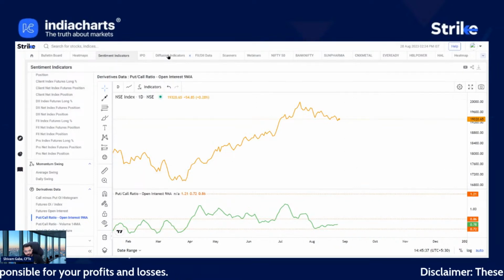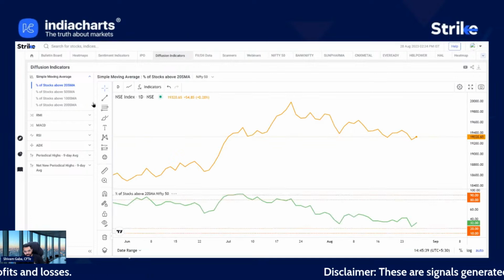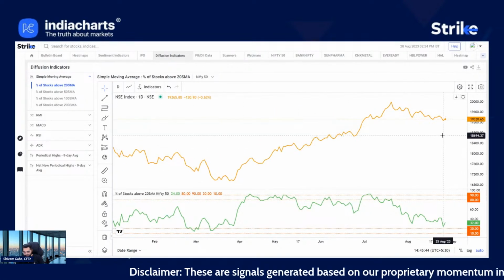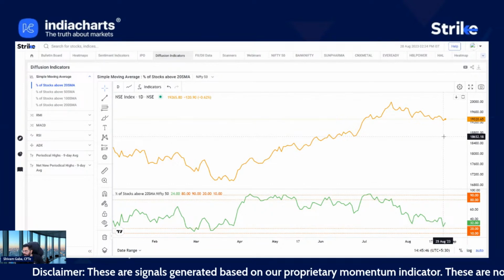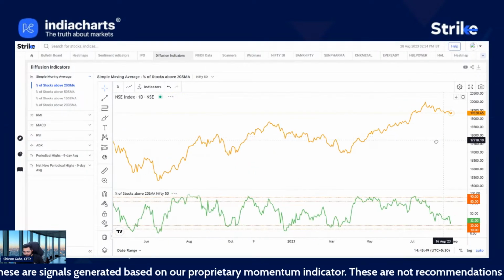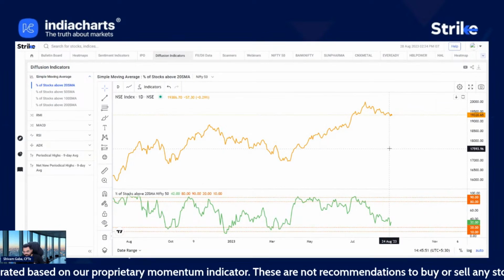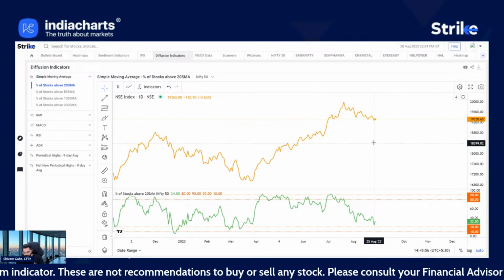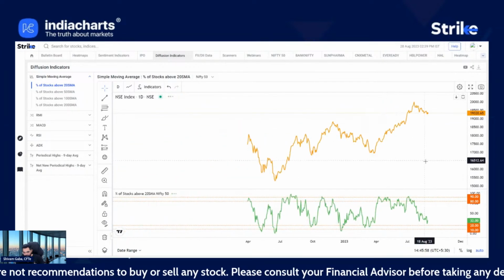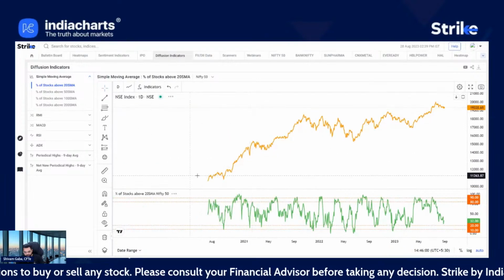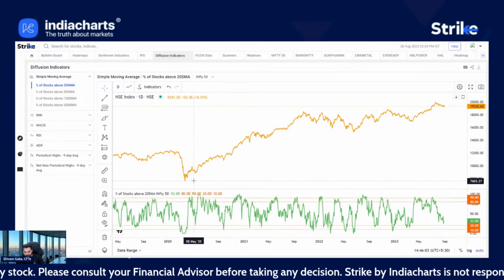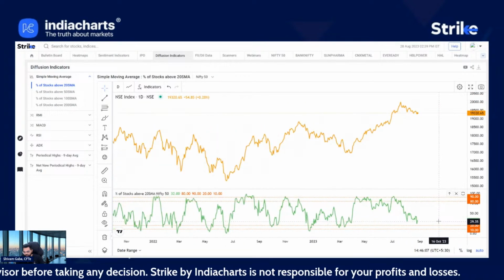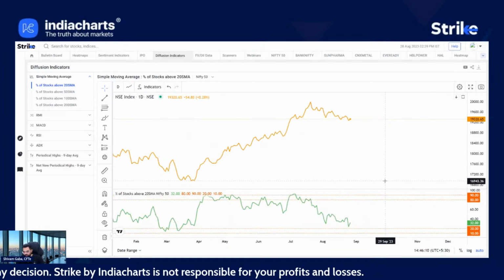And in terms of breadth and diffusion indicators, we have been continuously tracking the stocks that are above their 20-day average. That indicator had also come down to almost 24%. That is only 24% of Nifty stocks were above their 20-day average. So nothing stops it from going even below, to 20 or to 10. If we look at the previous data, it has gone to 20 multiple times before the market bottoms out. But yeah, it is pretty close.